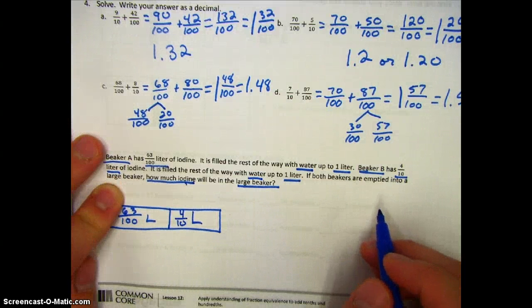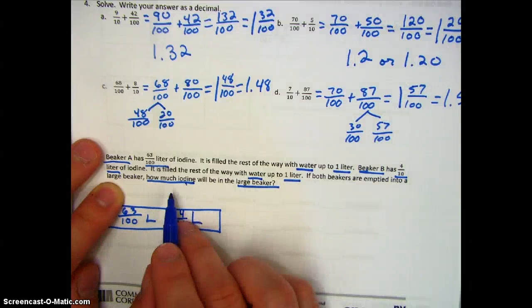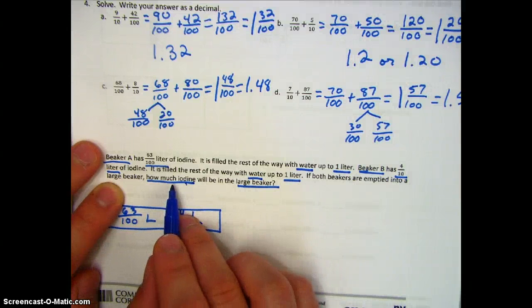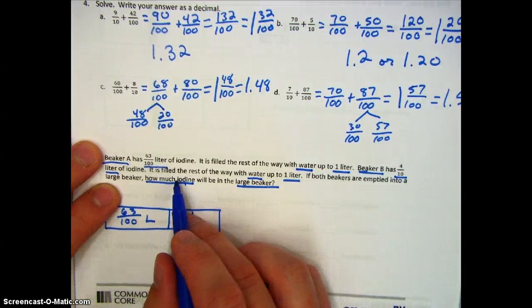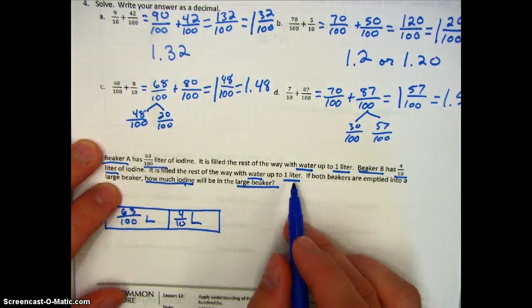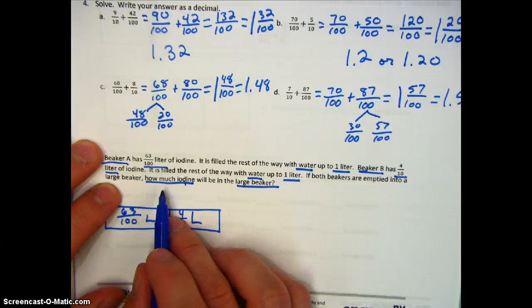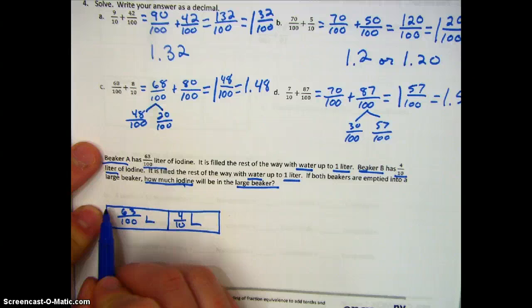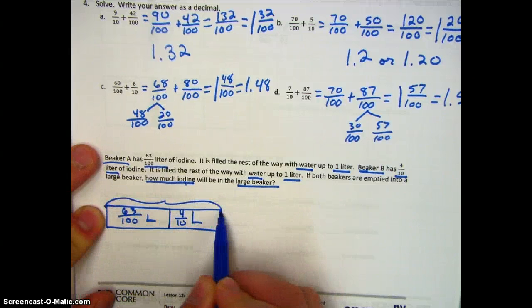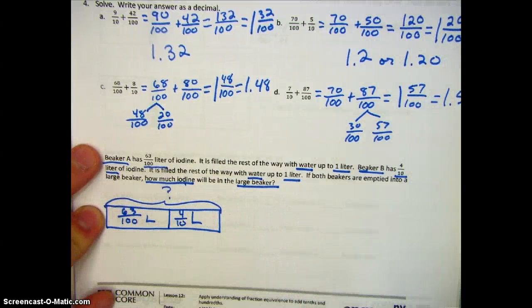Now we're going to be combining both beakers, and we want to know how much iodine there is. So if you notice, this problem actually has more information than what we need. We really don't need to know the amount of water. We're just focusing on the iodine. So we're just going to be combining the amount of iodine that's in both beakers. And so we want to know what the total is of iodine.